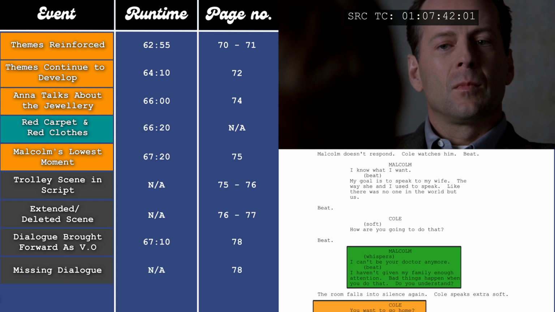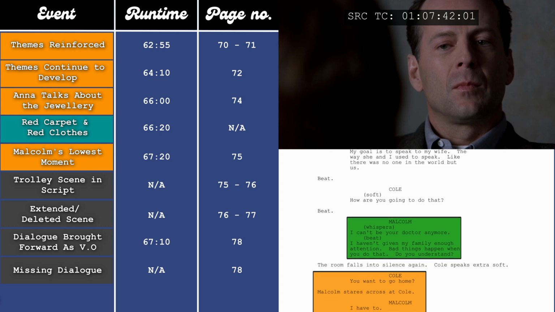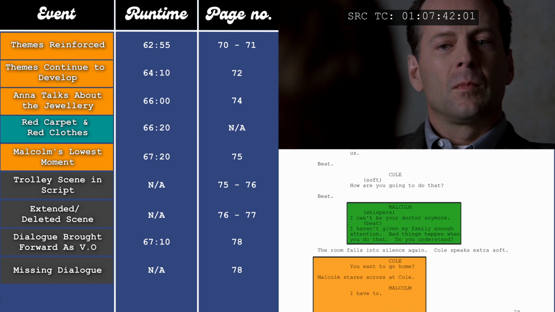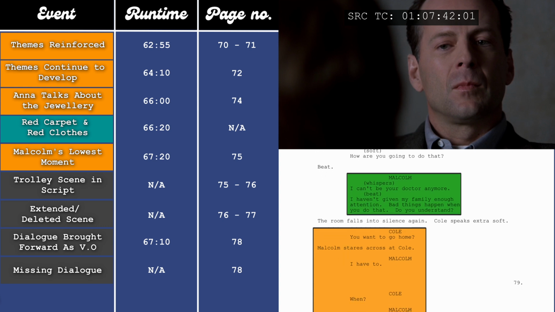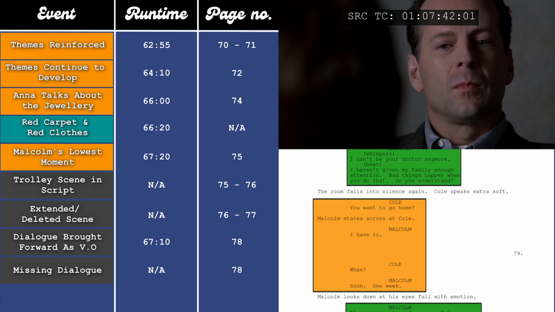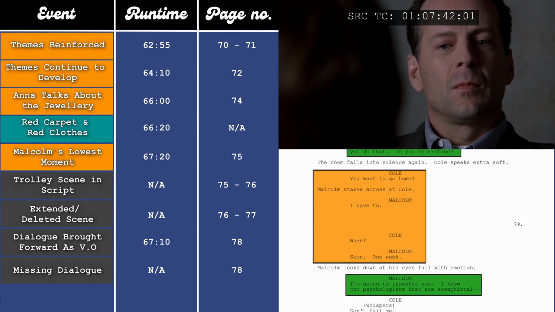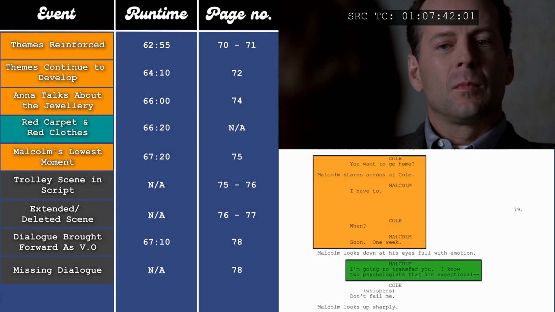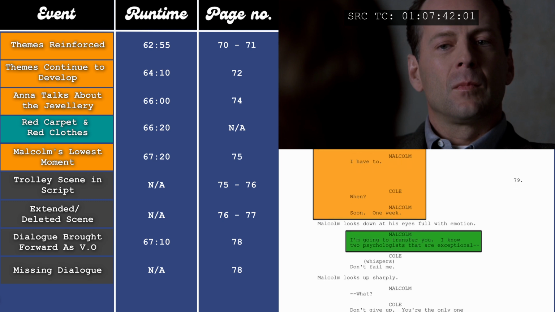So it reads, "I can't be your doctor anymore. I haven't given my family enough attention. Bad things happen when you do that. Do you understand?" The room falls into silence again. Cole speaks extra soft. "Cole, you want to go home?" Malcolm stares across at Cole. "Malcolm, I have to." Cole, "When?" Malcolm, "Soon. 1 week." Malcolm looks down, his eyes full with emotion. "Malcolm, I'm going to transfer you."